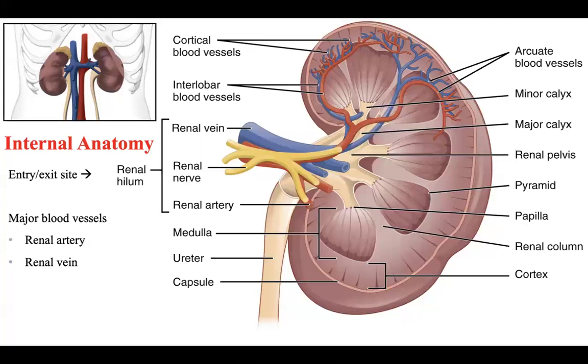We have a capsule that encompasses the entire interior of the kidneys. We have arcuate blood vessels, the minor calyx, major calyx, renal pelvis. So the major and minor calyxes will drain into the renal pelvis and eventually into the ureter and into the bladder. And we also have papillae, the renal columns, which are between our pyramids here. So we can see them between each and every triangular portion.